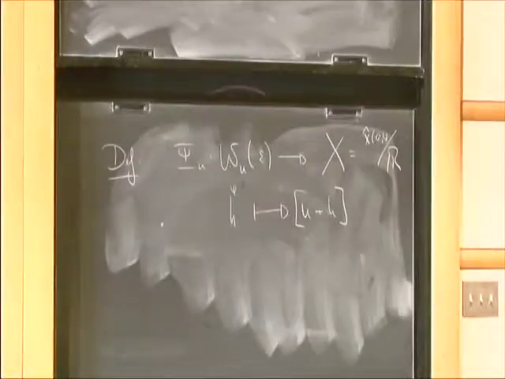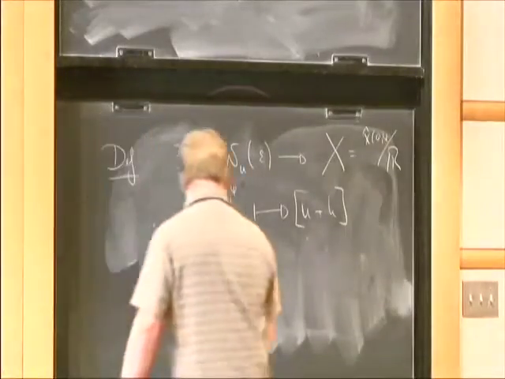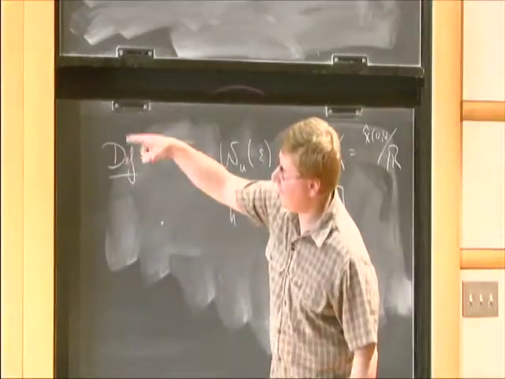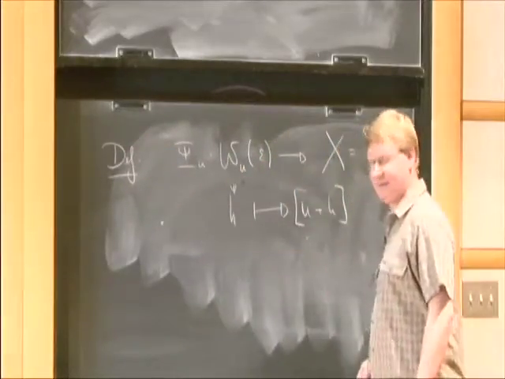And to prove that that is a chart, well, this proposition tells you, basically, it's surjective locally.